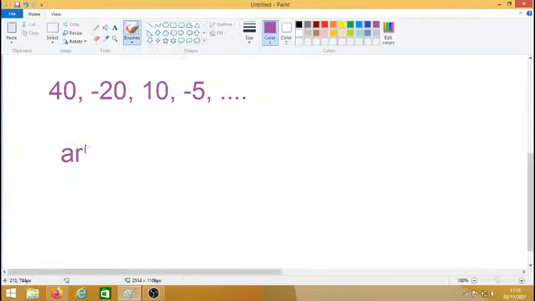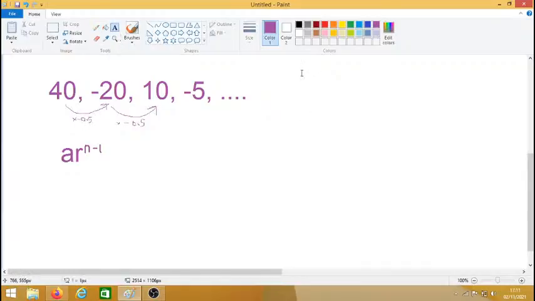Remember what a is? That's the easy one. A is the first number, so a is your 40. Remember what r is. R is the ratio, the multiplier between one number to the next. So how do we work that out? Let's take a number, 10, divide it by the previous one, and we'll get minus 0.5. So it's times minus 0.5. And just test it. If I take the second number and divide it, minus 20 divided by 40, again, I get the same minus 0.5.